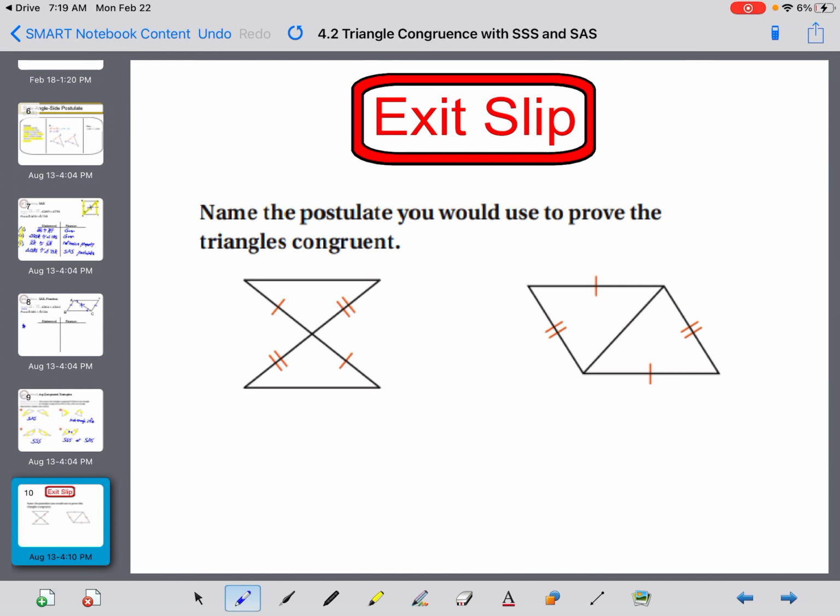All right, and for your exit slip, it says name the postulate you would use to prove the triangles congruent. Okay, so we need to label what we know about each of these triangles. We have givens, side 1 and side 1, side 2 and side 2. Same over here. Except this image on the left, you have a pair of vertical angles, and the image on the right, you have a shared side. So tell me which postulate I would use for each of these, and I'll check your answers when you submit.